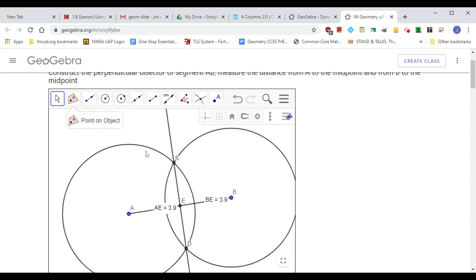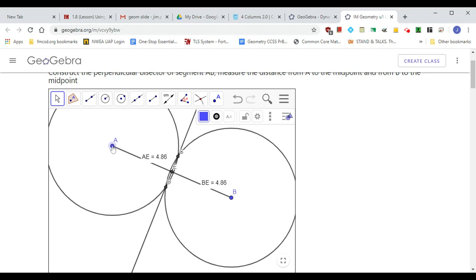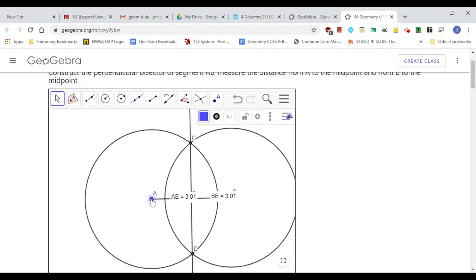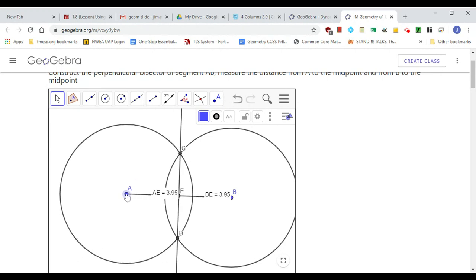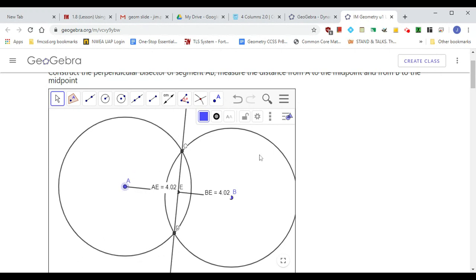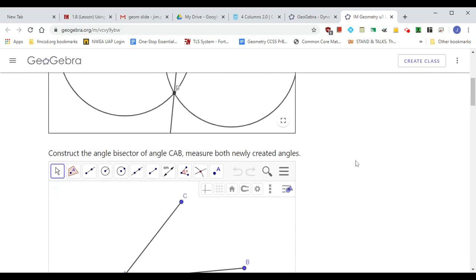And even if I grab point A and move it around, those distances will always be the same. Unless I do that, then they go away. Okay, so that was the first one.